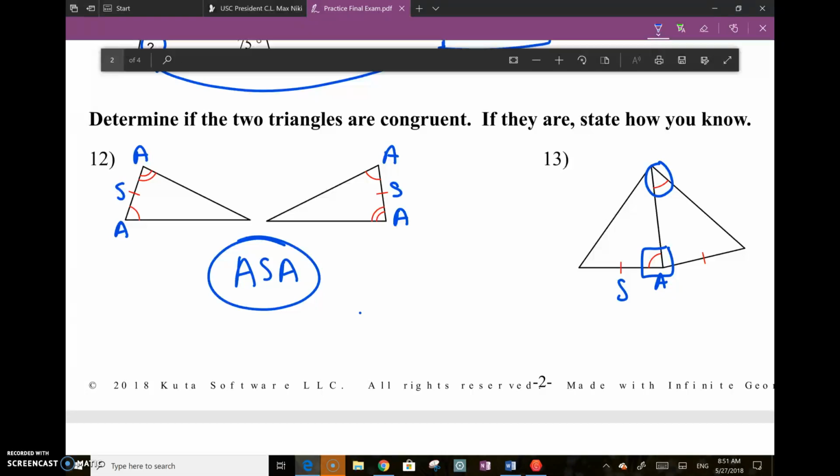Now, someone could argue, well, by the reflexive property, this shared side makes this SAS. But again, these two angles, one circled and one in a square, are not actually corresponding angles. And for that reason, we cannot say SAS for this, nor can we use anything else. And so the answer to this question is that there is simply not enough information. And so that's what we write: not enough info.